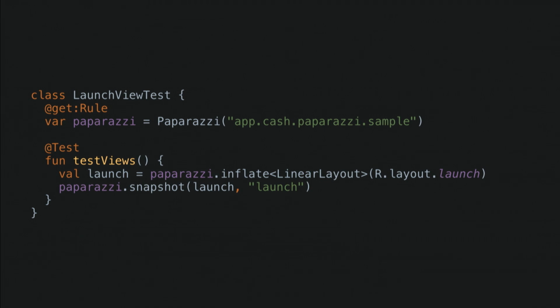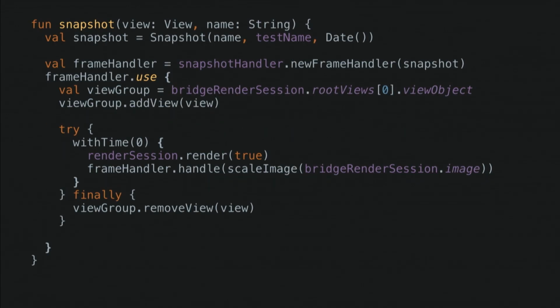Inflation works as expected. It delegates to the XML block parser, calling to the layout lib callback we provided when needed, and pulling in resources as needed to assemble the view hierarchy. It adds that past view to the content root set up and prepare using the snapshot method, renders the session, takes the result, and passes it to this concept of a frame handler for processing, finally detaching the view from the content root because you may be taking multiple snapshots in a single test run.